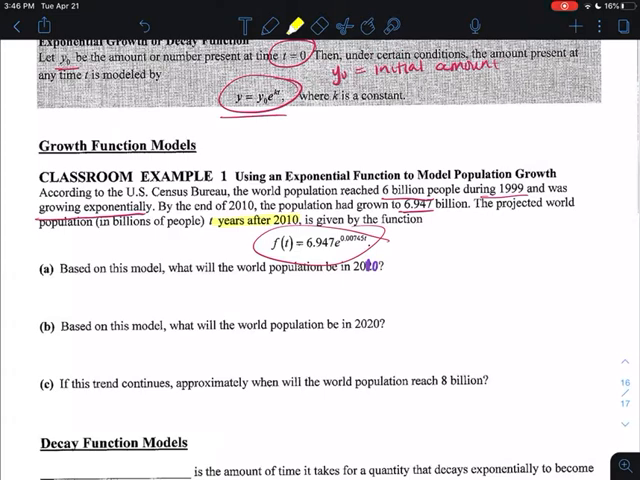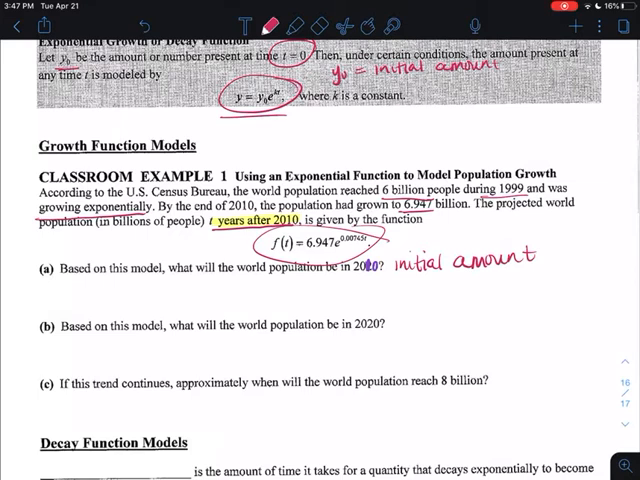Part A says, based on this model, what would the world population be in 2010? So 2010, that's what this function represents, t years after 2010. 2010 is the initial amount, which is the 6.947 billion. I'm going to actually work it out. This doesn't require any work, but remember, the initial amount is the amount at time equals 0.